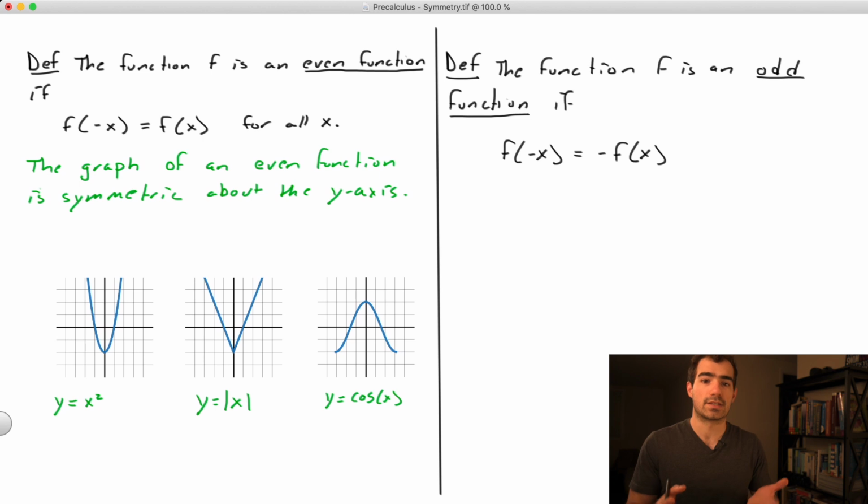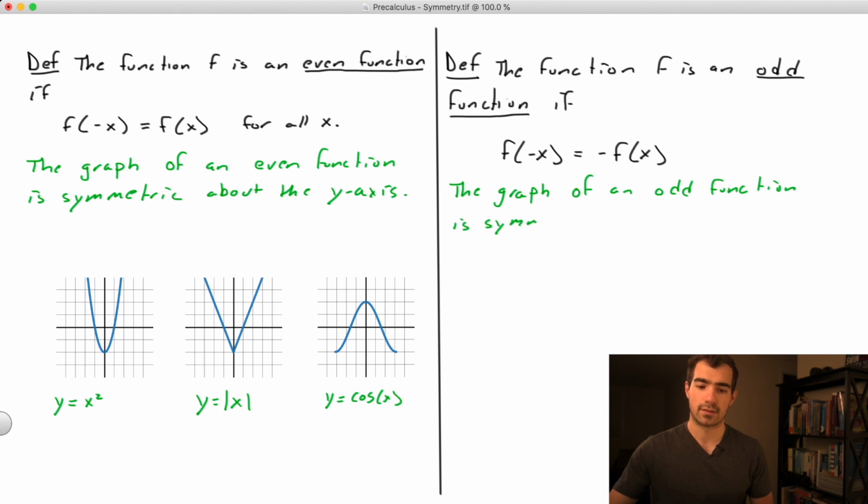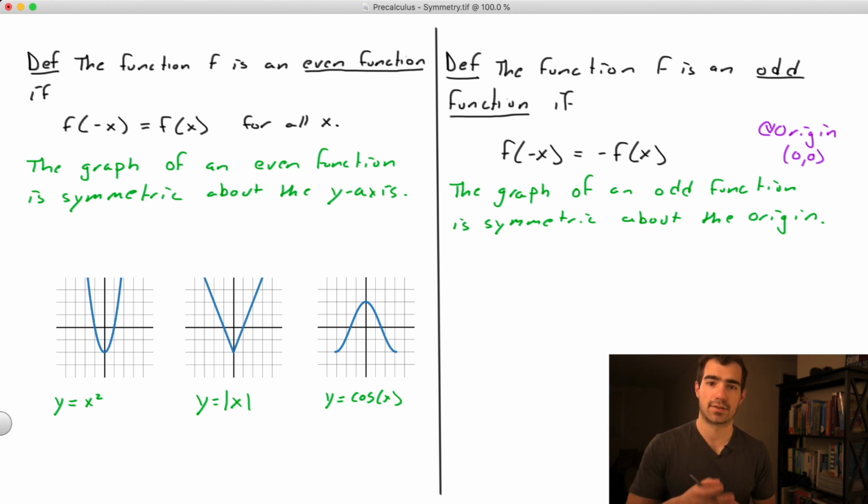Now again, this might not mean a ton to us just by looking at the equations themselves, but if we step this back and think about what this means visually, that'll give us a better sense of how this is symmetrical. And so when we have an odd function, we'll say that the graph of an odd function is symmetric about the origin. And just as a quick reminder here, the origin is the point (0, 0) on our graph. It's that very center point where the y-axis and the x-axis intersect.